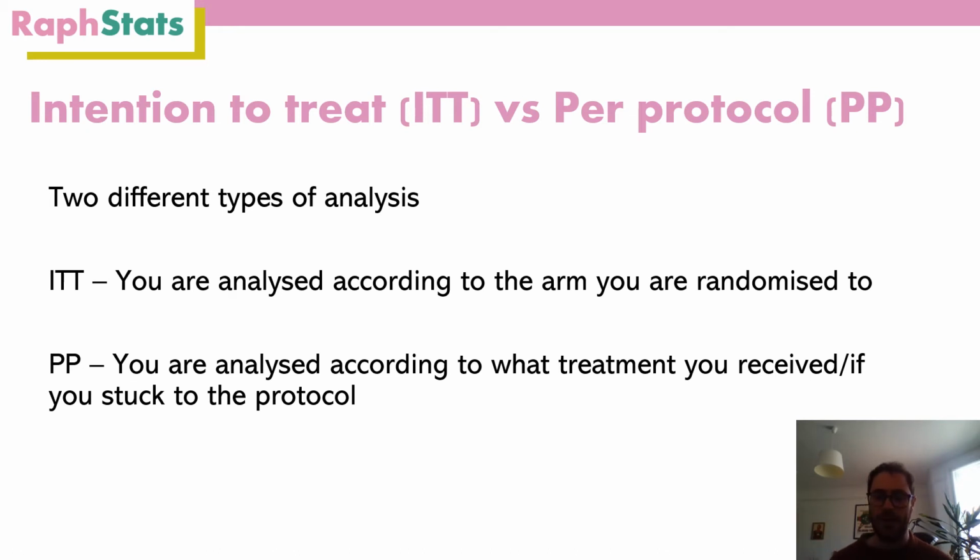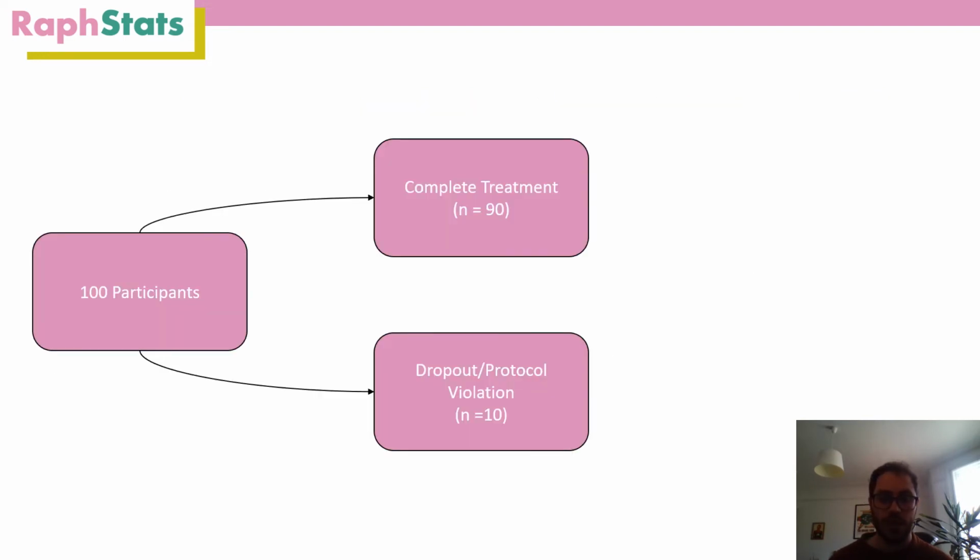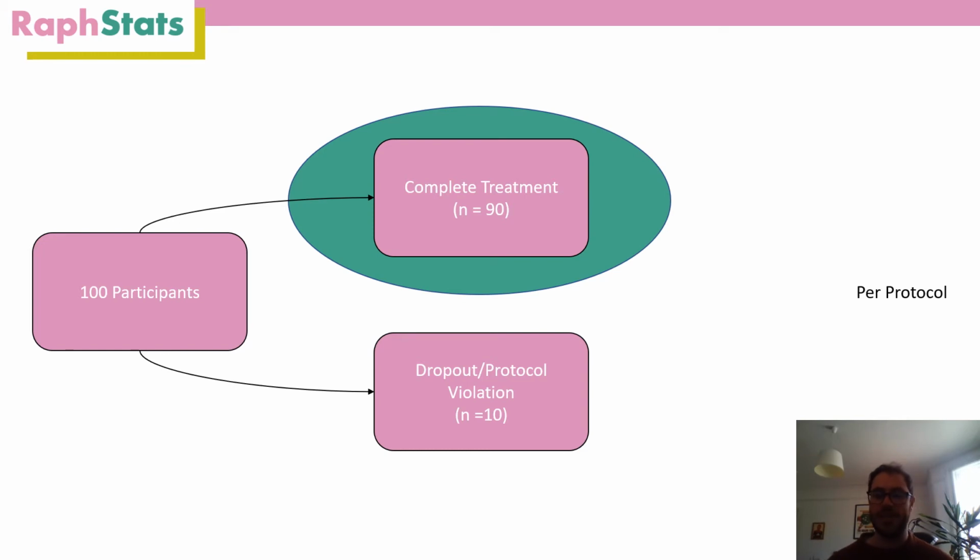And we'll talk a little bit about why this might be a potential source of bias. This is just to highlight what I mean. So let's say you've got 100 participants, 90 complete treatment, 10 drop out or do a protocol violation, they take something they shouldn't have. So per protocol analysis says we're just going to look at these 90. We're going to ignore those 10. They didn't stick to the protocol, they dropped out. So we ignore them, we're just going to look at this 90.